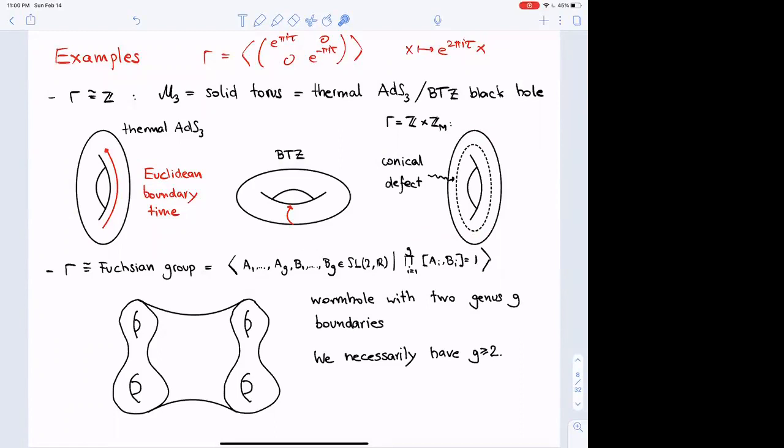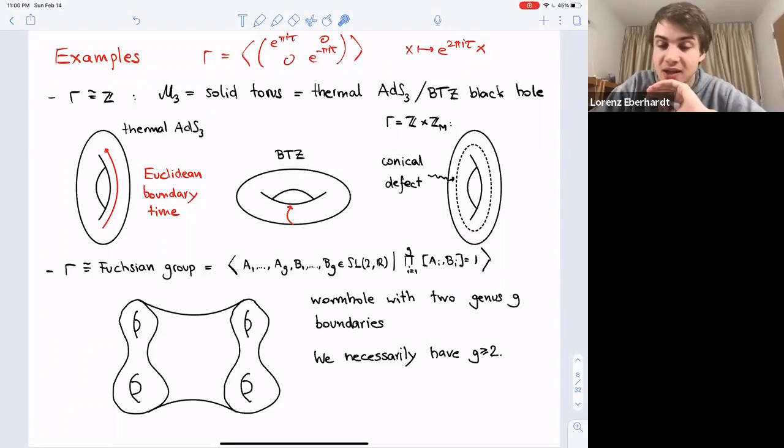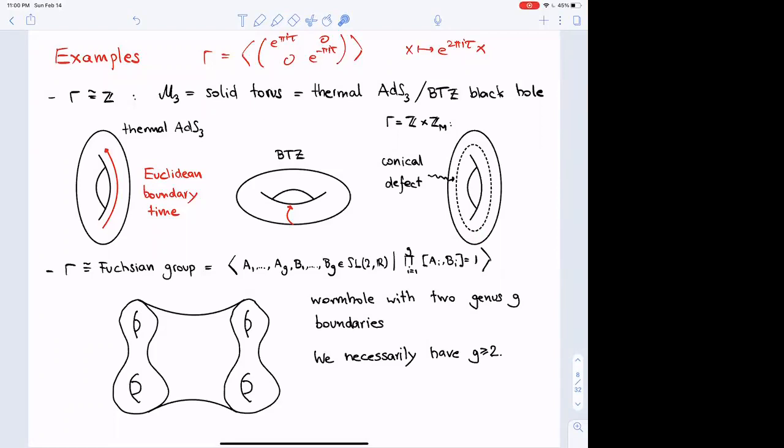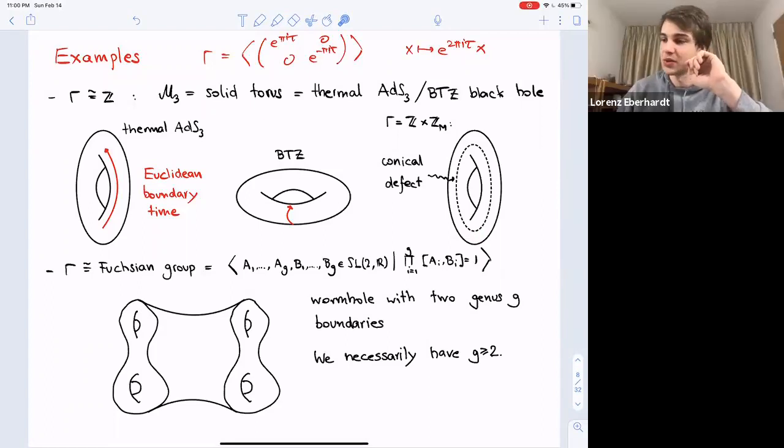Unfortunately, could there be multiple defects? Say again. Could there be multiple defects going through this torus? No, just one. Essentially, you cannot fit more abelian factors in SL2C. There's only one Cartan generator, so at some point you have to stop.